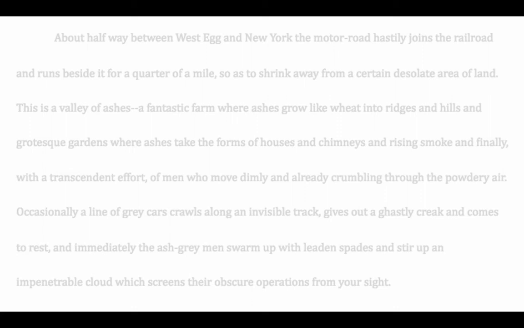Huh. It seems like the narrator is highlighting how these other two places, West Egg and New York, are like destinations, but the Valley of Ashes is just the place you pass through along the way.